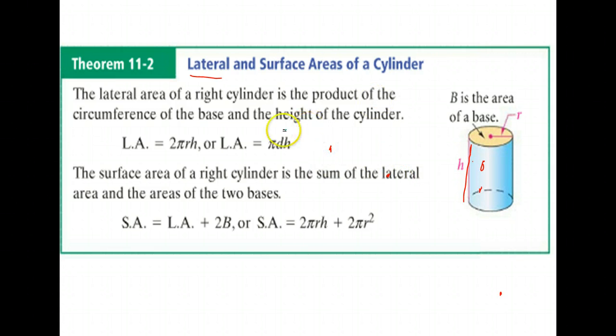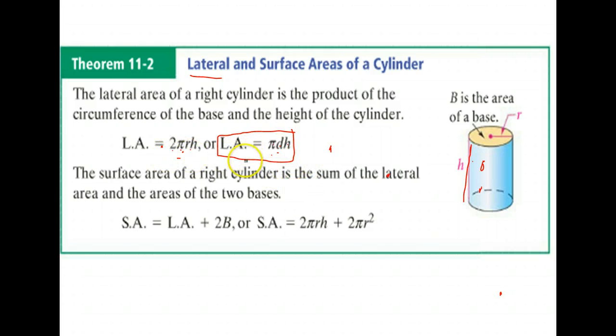Okay. The lateral area, you can use either of these formulas. This one would probably be easiest. The lateral area is pi times the diameter times the height, or you can use 2 times pi times radius times the height, because 2 times the radius is the diameter.